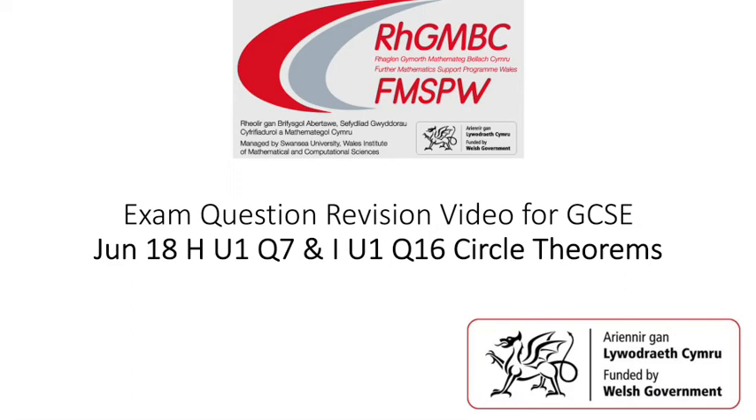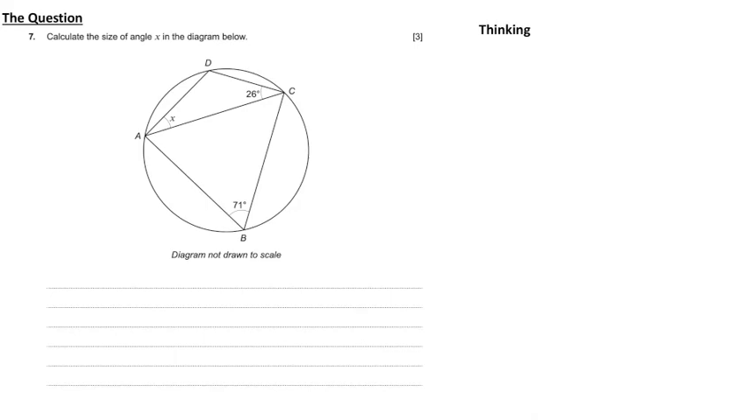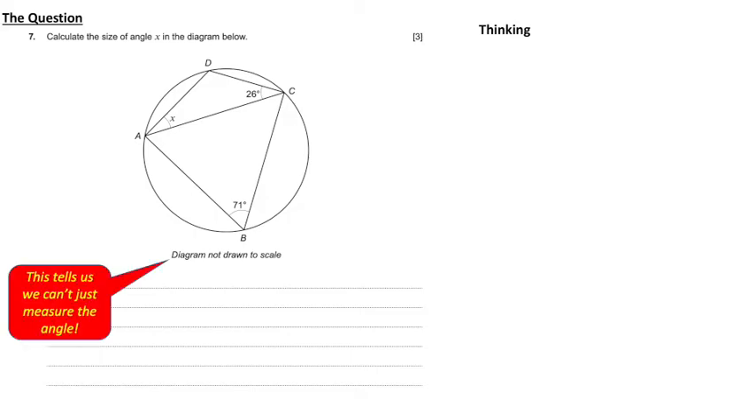Exam question revision video for GCSE circle theorems. So we'll have a look at the question. We've got a circle with various lines inside making shapes. So what's our thinking here? We can see what we've got to find, that angle x.